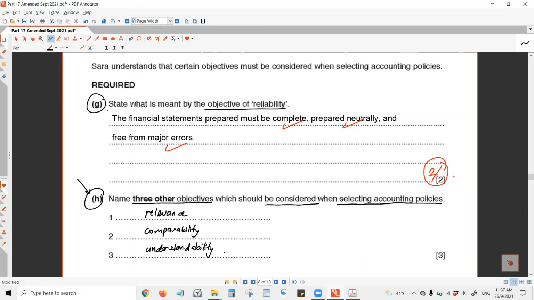Okay, like I said, it's not easy to find questions for these 4 accounting objectives. And if I come across any, we do more, okay? Especially when we are doing the past exam papers together.